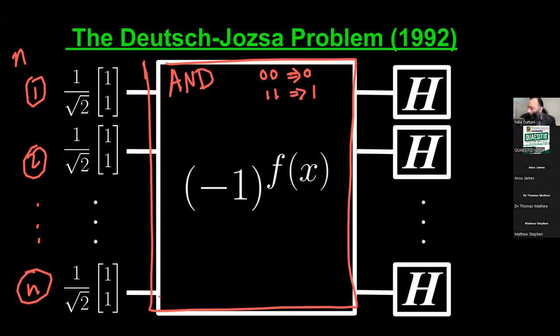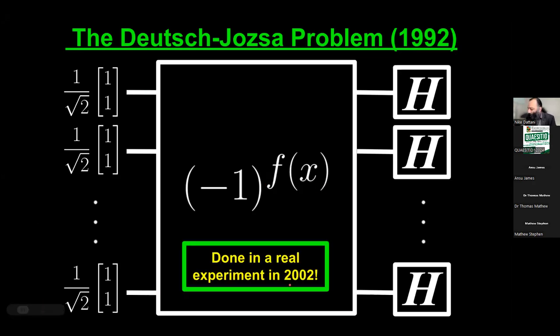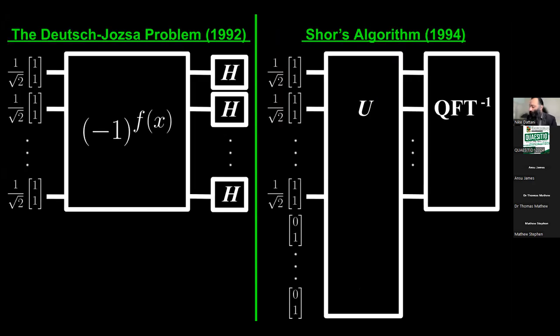So it's a multi-qubit gate. But that multi-qubit gate is only evaluating the function f of x once. That's the way the gate is designed. But it is evaluating this gate on all of these qubits at the same time. This was done in a real experiment in 2002. One evaluation of the function f of x was enough to determine whether or not the function was constant. So that's the Deutsch-Jozsa problem.